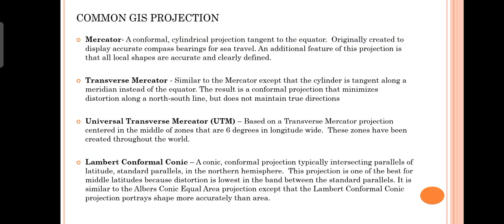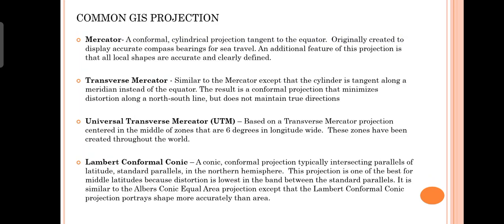Then transverse Mercator. Similar to the Mercator, except that the cylinder is tangent along a meridian instead of the equator. The result is a conformal projection that minimizes distortion along a north-south line but does not maintain true directions. Next one is Universal Transverse Mercator, that is UTM. Based on a transverse Mercator projection centered in the middle of zones that are 6 degrees in longitude wide. These zones have been created throughout the world.